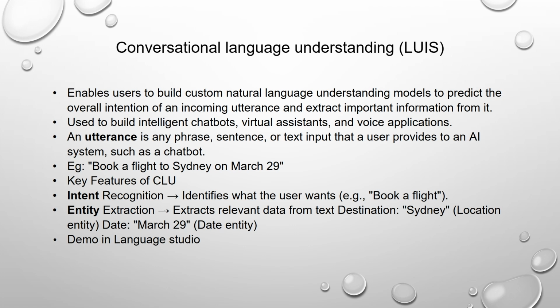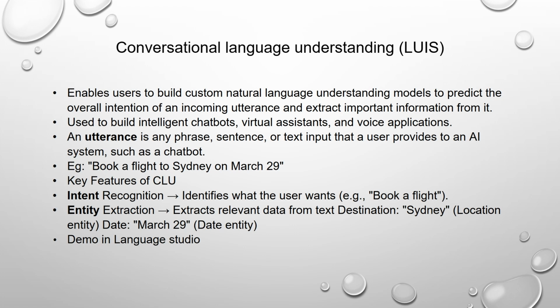Now there are three terms which are important regarding a CLU model. One is utterance. An utterance is any phrase or text input by the user. Anything asked by the user to a chatbot or CLU model is known as an utterance. For example, book a flight to Sydney on March 29th. That is an utterance, a user input. Another example is get me the time in Sydney. That is also a user input or utterance.